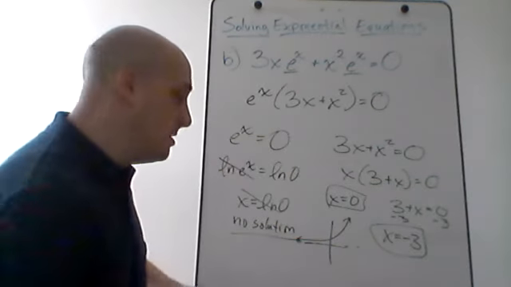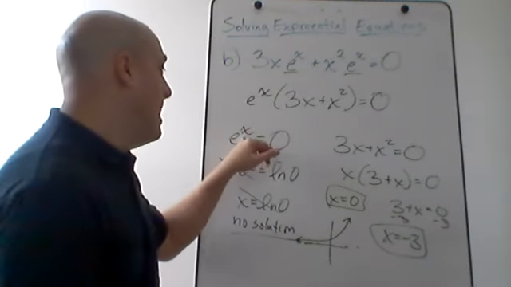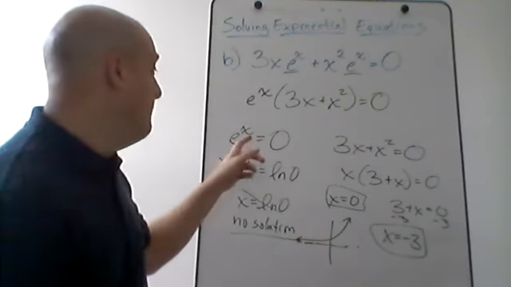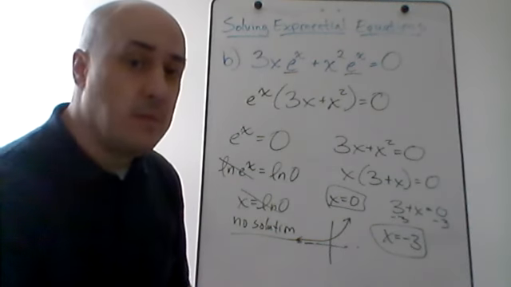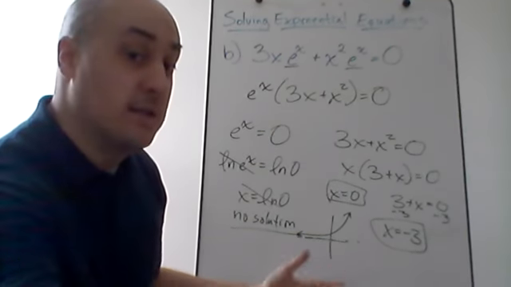Right? So anytime you have an equation that involves an exponential equal to 0, if it's just a base to a power equals 0, there's no solution there. All right, so there's a more complicated type of exponential equation.